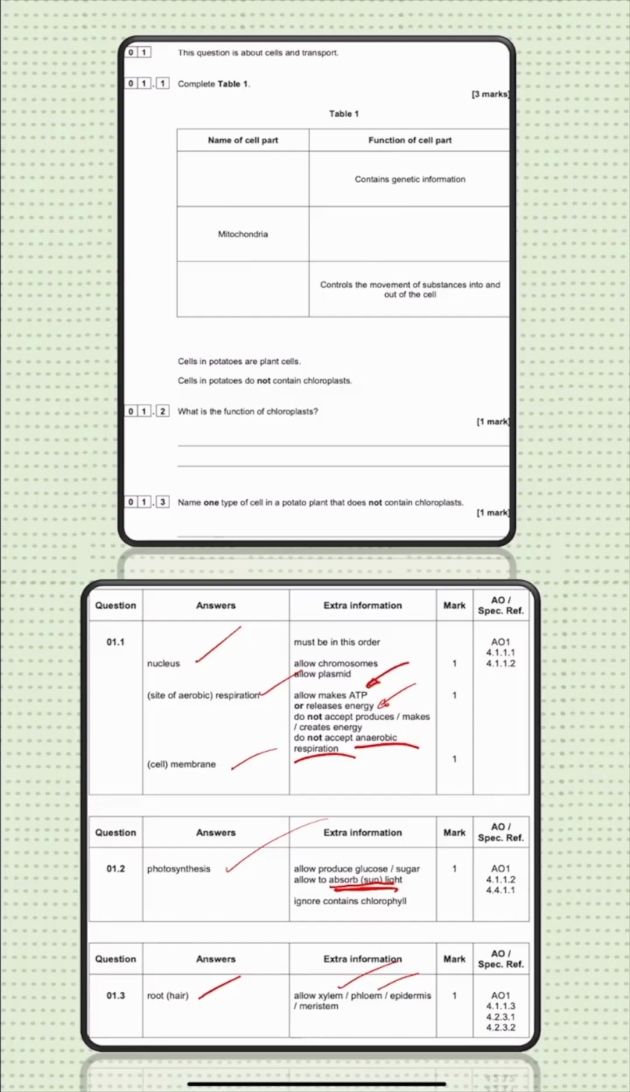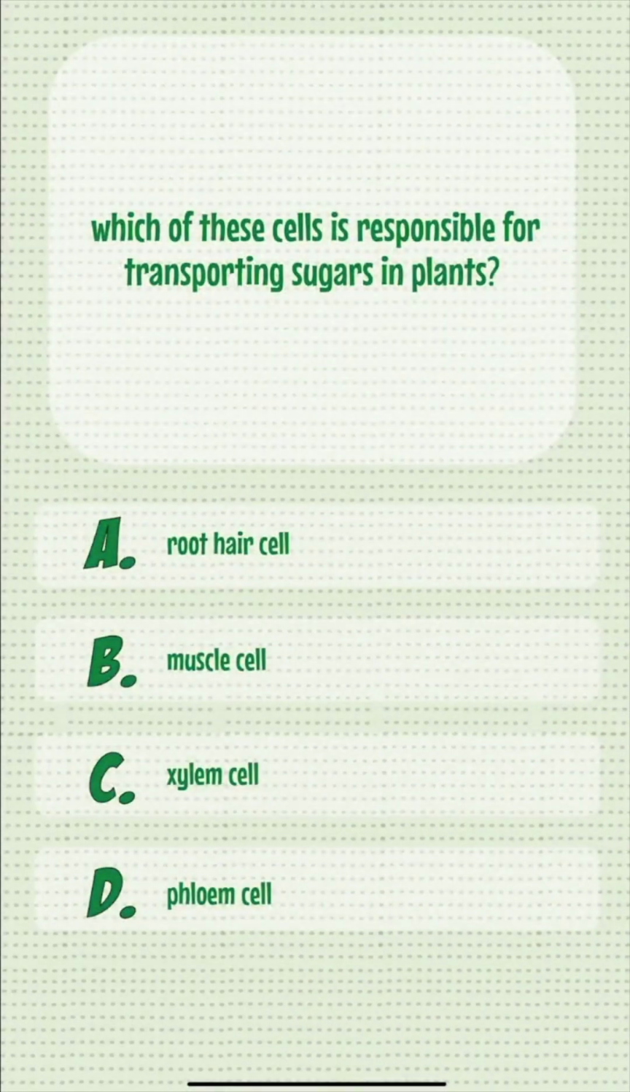Well done guys. Right, let's go back to some multiple choice questions. Let's try this one. Which of these cells is responsible for transporting sugars in the plants? What do you guys think? Comment your answer and tap on the screen a few times. Transporting sugar in plants. So it's one of those 3 plant cells that we looked at. Remember the 3 plant cells that we looked at? We had root hair cells, we had xylem cells, and we had phloem cells. So it must be one of those.